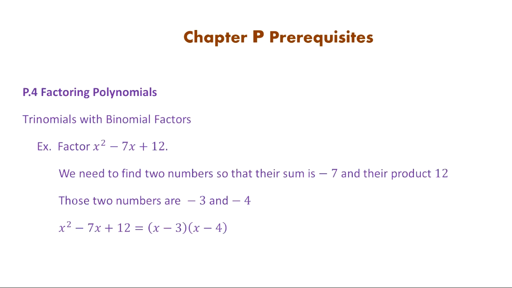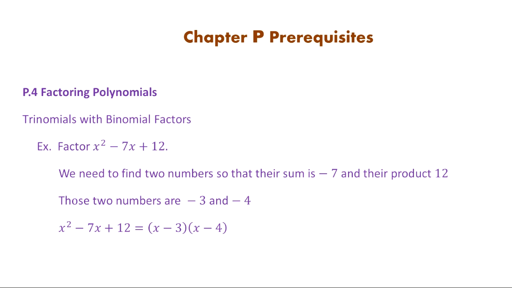Trinomials with binomial factors. Okay, sometimes you can factor a trinomial, so that means a polynomial with 3 terms. Okay, that's a trinomial. You can factor it easily. In this example, we want to factor x squared minus 7x plus 12. So how do you do that?